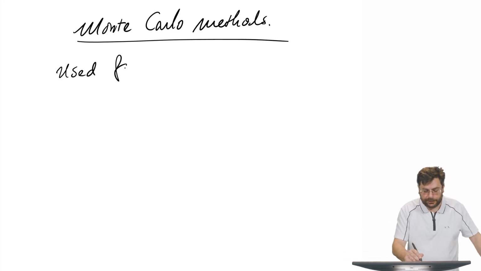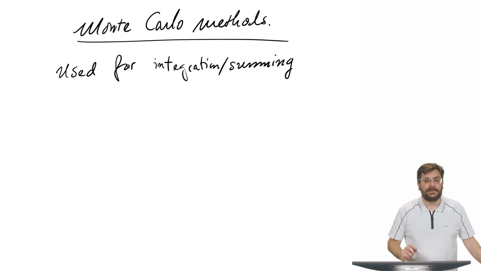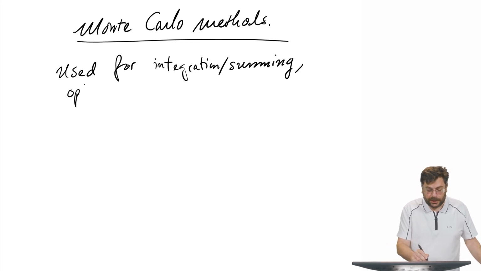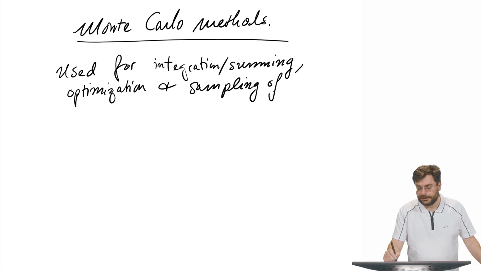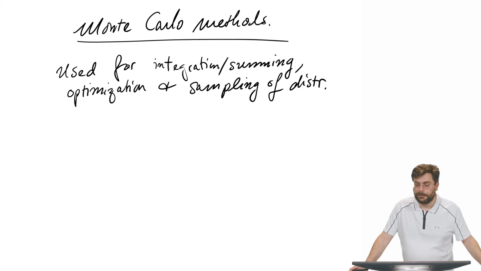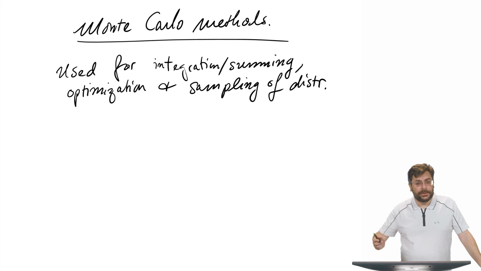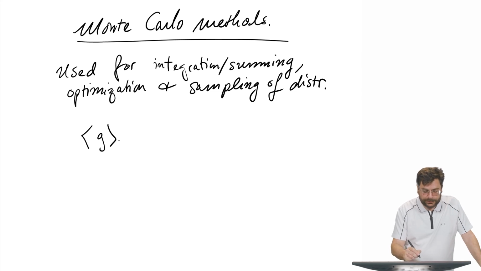They are used for integration, or equivalently performing sums. They are used in optimization, and sampling of distributions, amongst multiple other tasks that Monte Carlo is used for. So before we delve into how it's used in sampling, let's say a word or two regarding how it's used in integration. So suppose that I have the following integral to take.